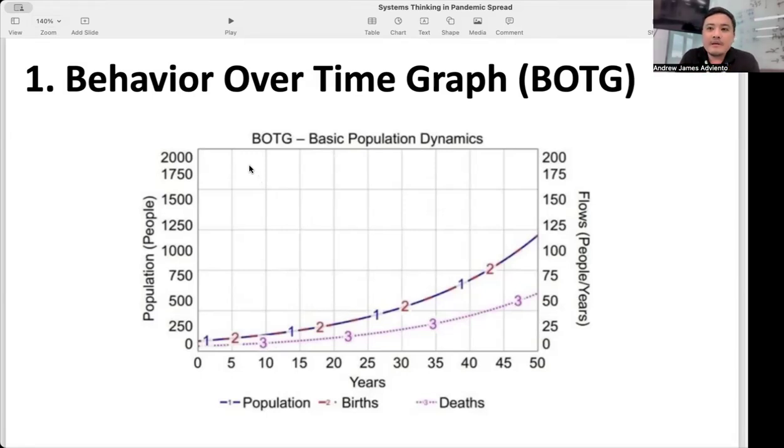It could also be with this diagram that I use in this presentation, wherein the x-axis is the time or year, and then the y-axis is the population or the people. So we can see in here that there is actually an increase of population from 0 to 50 years.